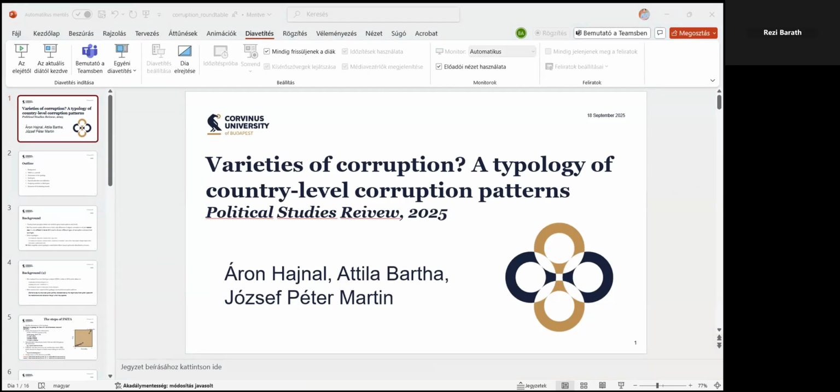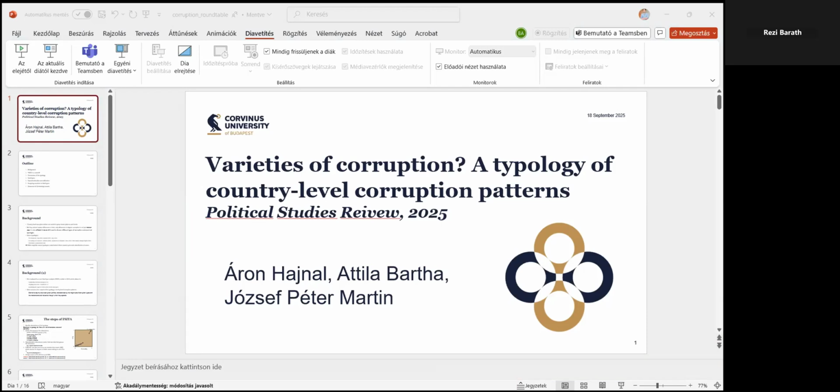So this paper I'm going to talk about is titled Varieties of Corruption, a typology of country-level corruption patterns. It has been recently published in Political Science Review, and it's a co-authored paper by Attila Barta, who just presented himself, and József Péter Martin, who is the chief executive of the Transparency International's Hungarian chapter, and by myself.